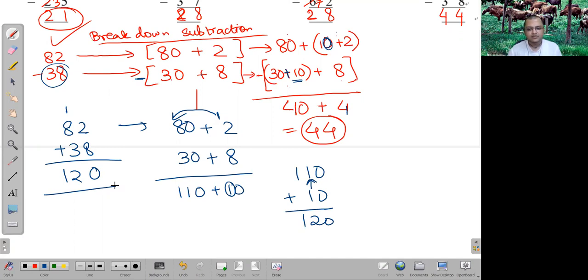Thank you, Prabhuji. Understood how addition works inside, how subtraction works inside? Actually, subtraction and addition are opposites, and so are multiplication and division. Yeah, correct.